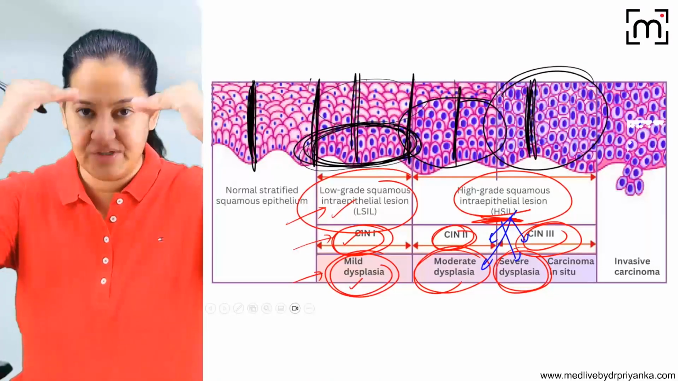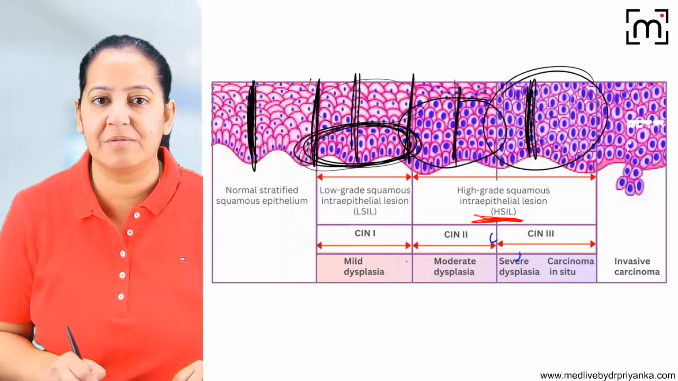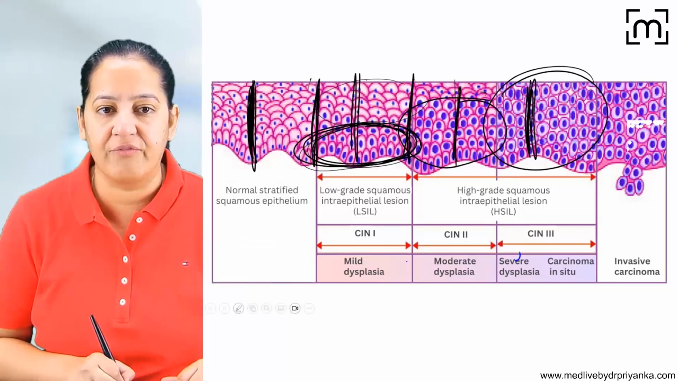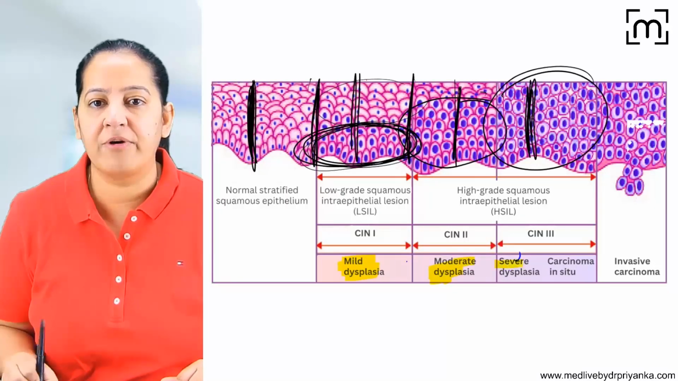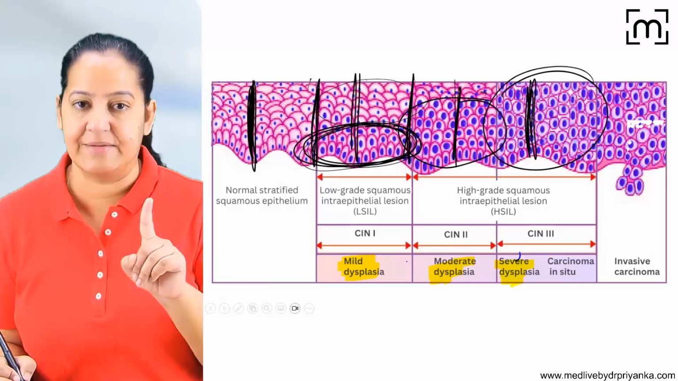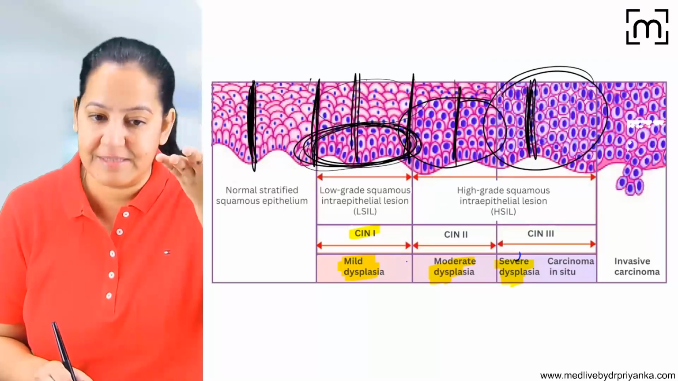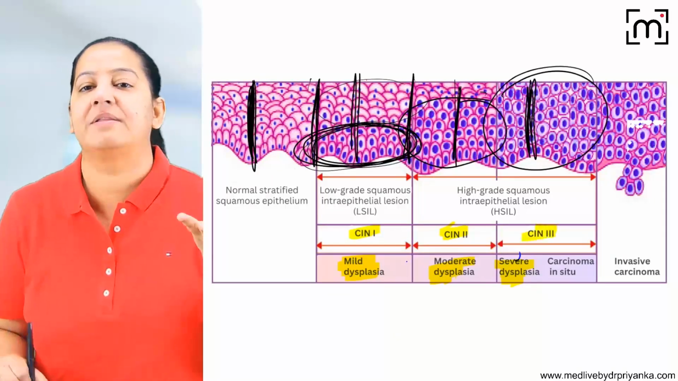The 3 classification systems are in front of you. The first classification is dysplasia: mild dysplasia, moderate dysplasia, severe dysplasia. The second classification is the CIN classification. Mild dysplasia is replaced by the term CIN1, moderate dysplasia is replaced by CIN2, and severe dysplasia is replaced by CIN3.